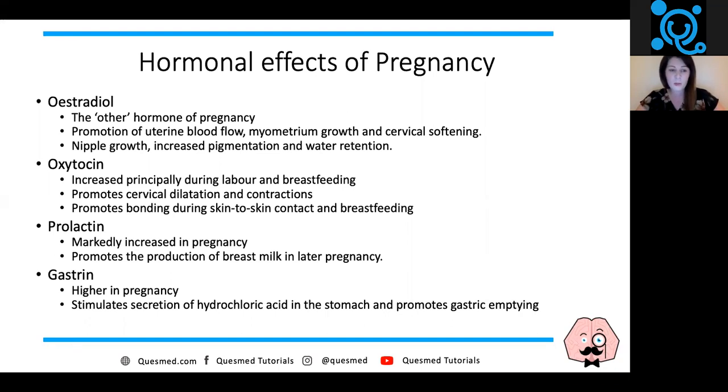Oxytocin is also important during bonding, during skin-to-skin contact and breastfeeding, promoting feelings of love. Prolactin is markedly increased throughout pregnancy and promotes the production of breast milk in later pregnancy. Gastrin is found to be higher in pregnancy and functions to stimulate the secretion of gastric acid in the stomach and promotes gastric emptying.